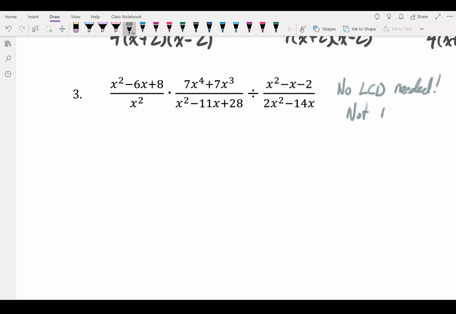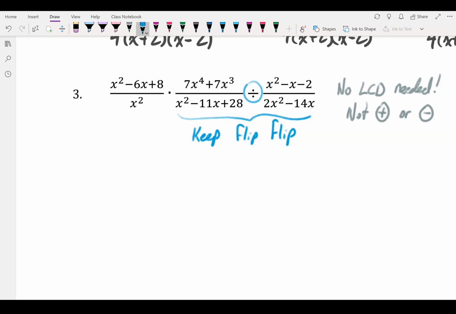It's not plus or subtract. What do we do when we do fractions with multiplication and division? What do we do? Well, normally when we see a division, what we should do is keep, flip. I keep saying keep, flip because I think it rolls off the tongue better. It's actually keep, flip, flip. So that's what I'm going to do first.